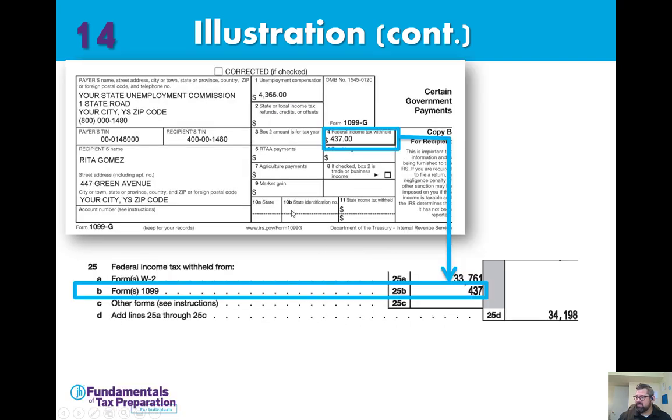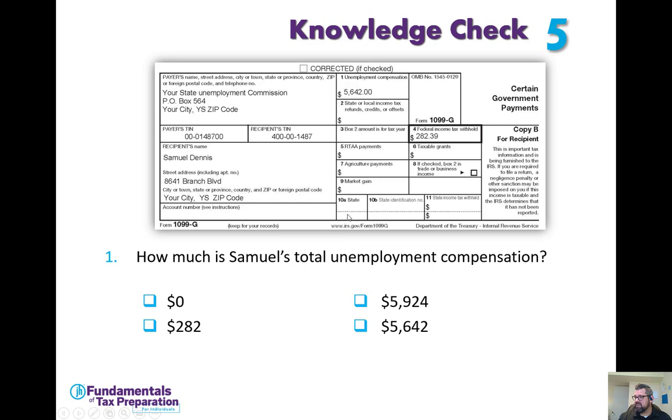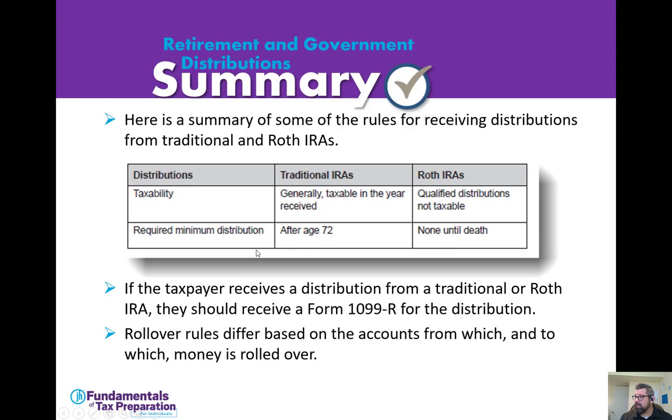How much is Samuel's total unemployment compensation? That is listed right here. $5,642 is the correct answer there. All right, we made it to the summary. I'm trying to get you guys out of here in under an hour, and I didn't do it. So there's a summary of the rules for receiving distributions from a traditional IRA.